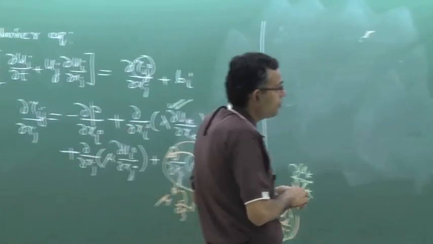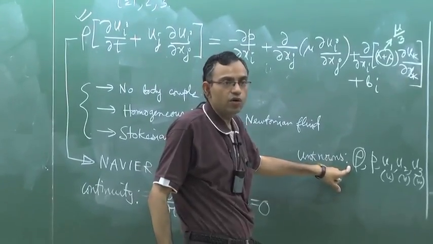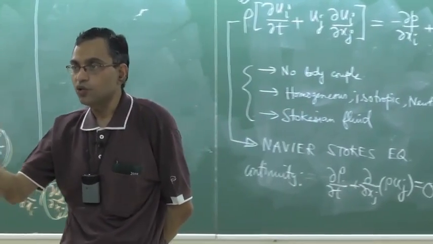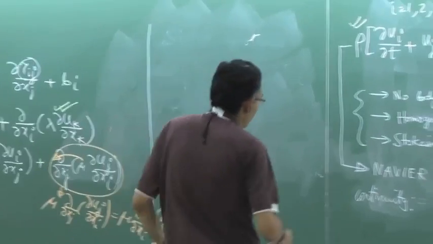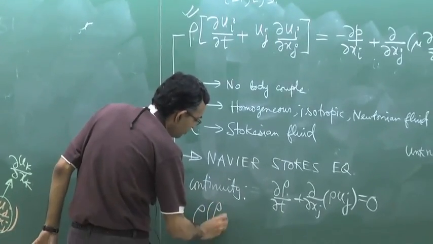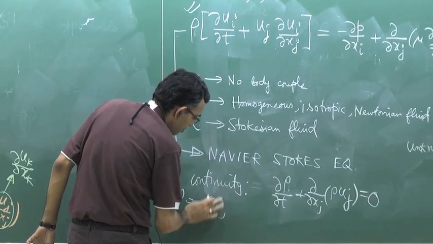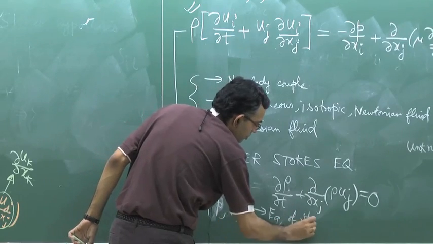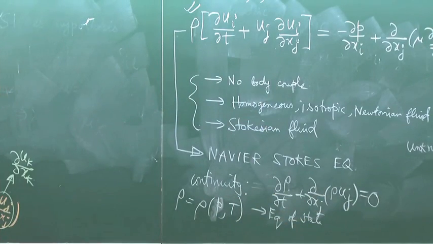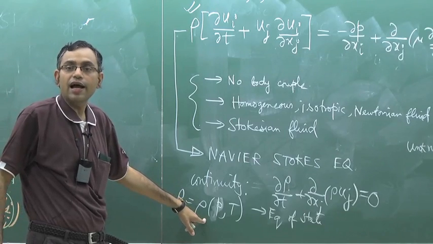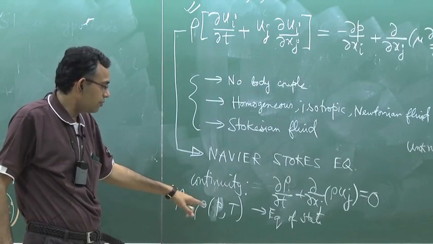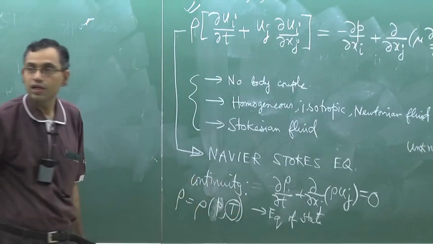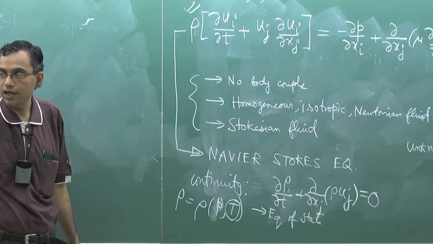However, if rho is not given, then rho is a function of what? Rho is a function of pressure and temperature through the equation of state. So rho is a function of pressure and temperature. This is the equation of state. But you have got another equation, but you have increased another unknown. The unknown is temperature, right?